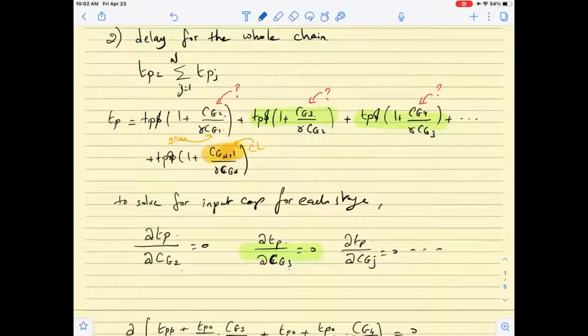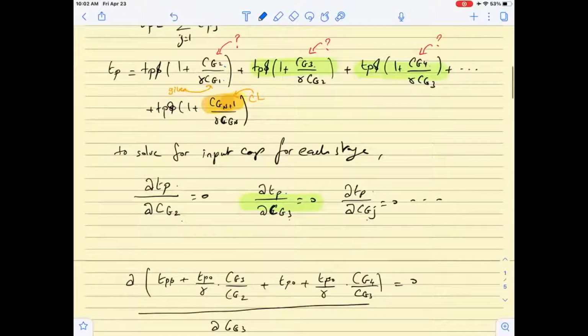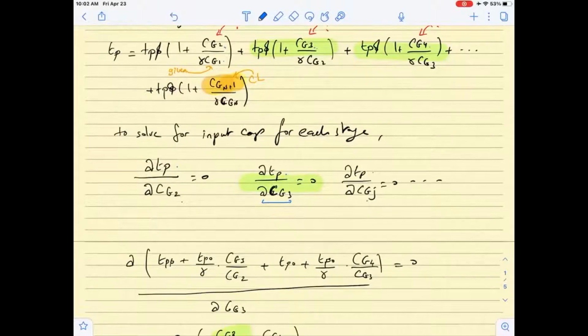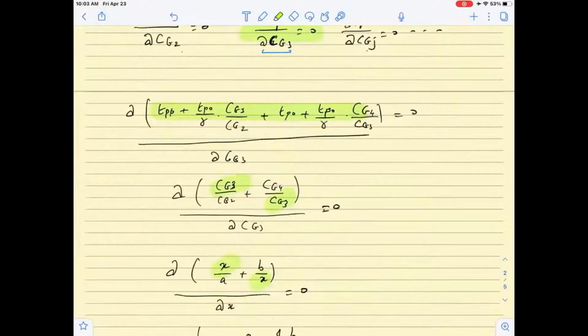So we took an example where I focus on the derivative with respect to CG3, where CG3 appears in two terms. The other terms do not have it, so the differentiation will automatically give 0. So I expand the two terms that have CG3, drop the constants and take out the common multiplier, and I end up with an expression that has CG3 over CG2 plus CG4 over CG3.